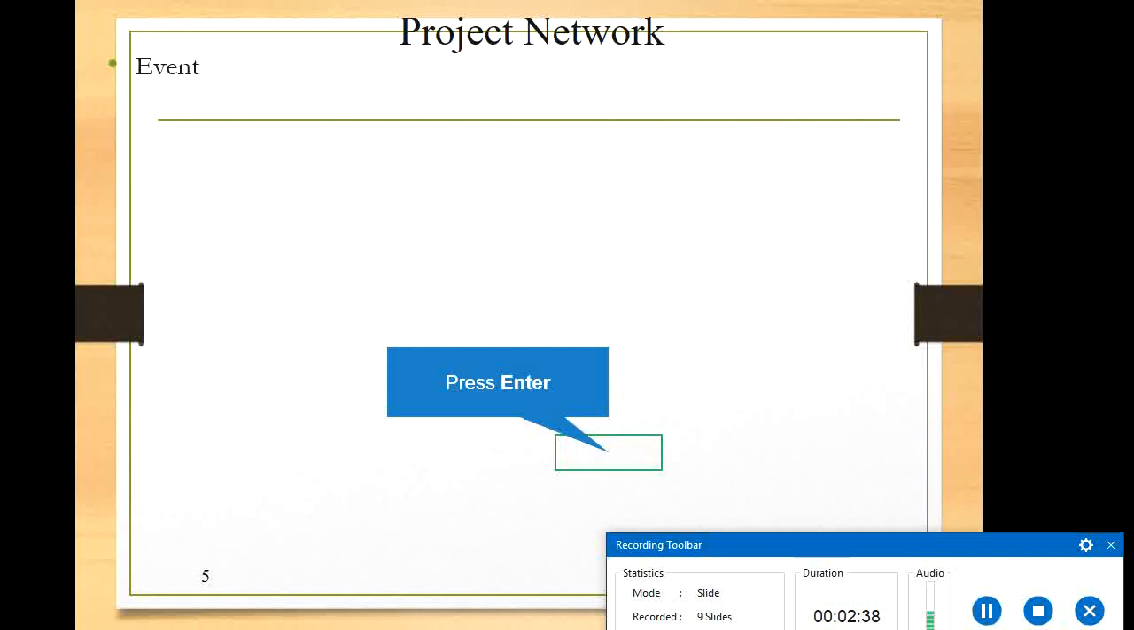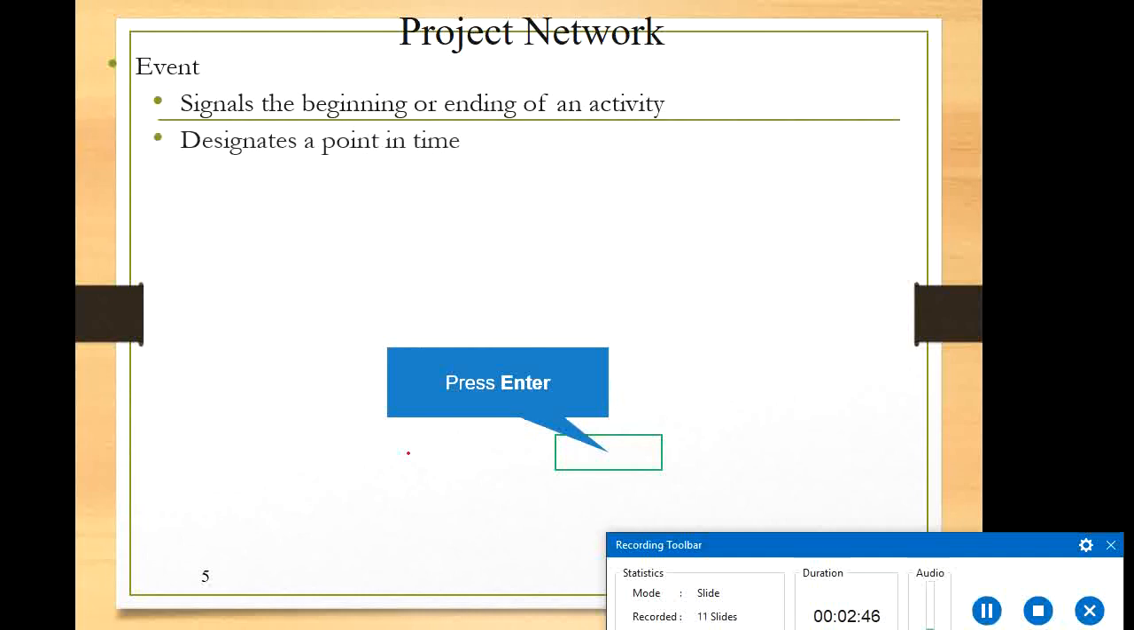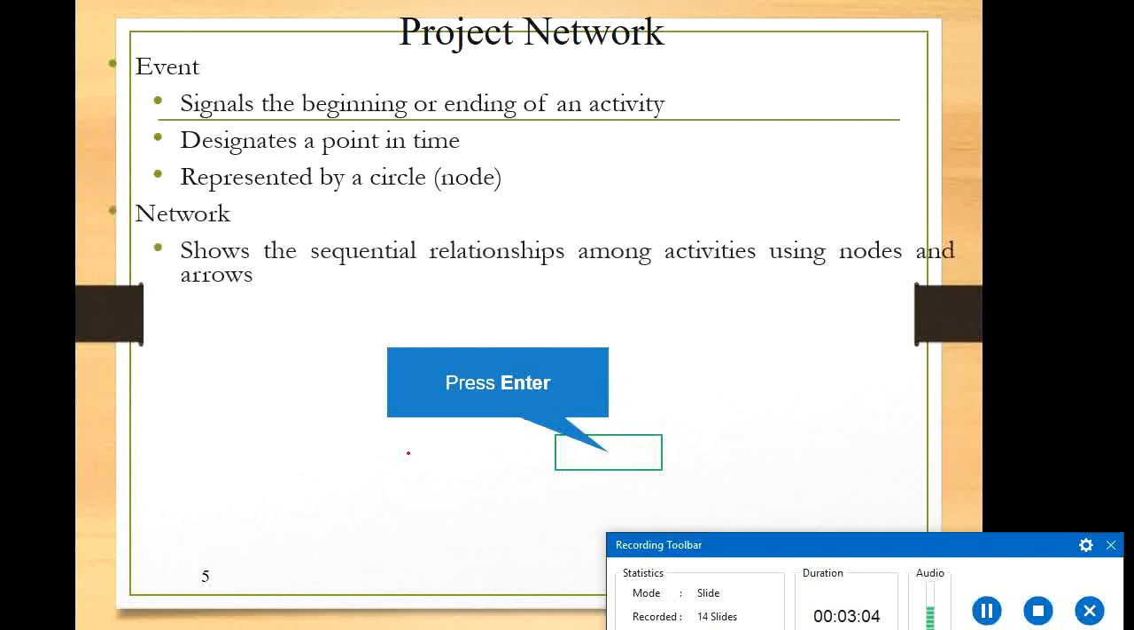In a project network, normally we look broadly at events. An event is a signal. It signals the beginning or ending of an activity and designates a point in time, and it is always represented by a circle, which is called a node. A network is nodes and arrows, which shows the sequential relationships among activities.